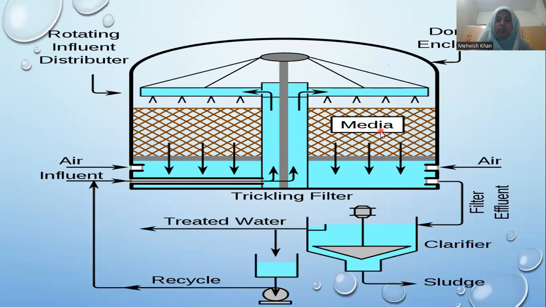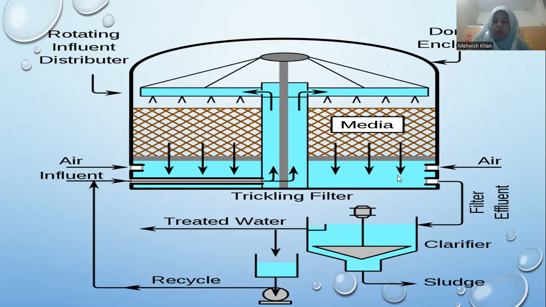You can see here, this is the same diagram regarding this trickling filter. You can see here oxygen or air is provided. You can see this is a domed enclosure, and this is your sprinkling distributor. And this is the whole media, and the media is coming down, and this is divided into chambers as well.